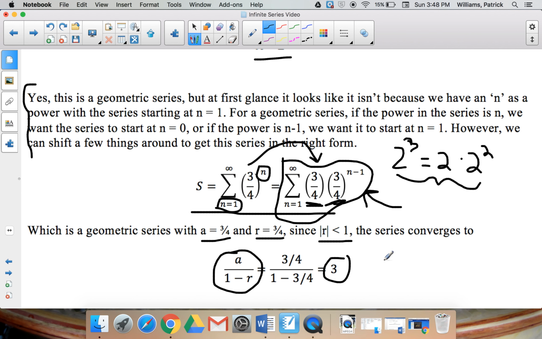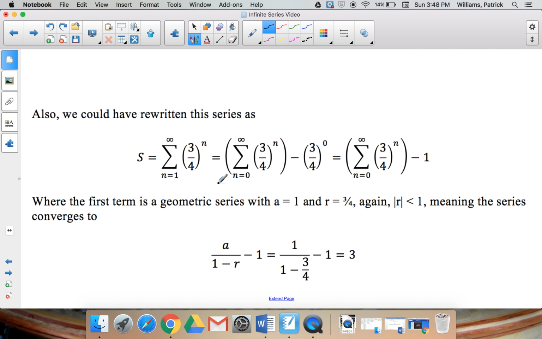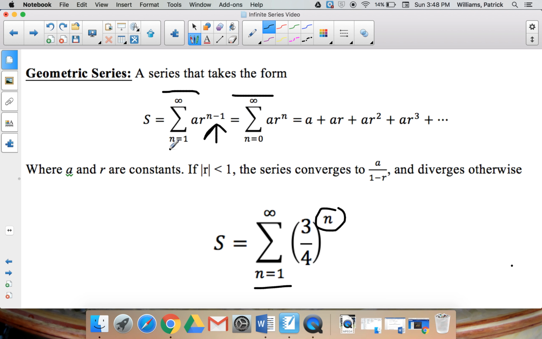Now, there was actually another way we could have manipulated this series to get it into a geometric series, and this one is a little bit less intuitive, but pause the video and see if you can figure out how to do it. Okay, if you gave it a shot, we could have also rewritten this series as this. Okay, notice what we did. We started with n equals 1, and we said, okay, in our geometric series, going back up here, we either need to start with n equals 1 and be raised to the power n minus 1, or we can start at n equals 0 and be raised to the power n.